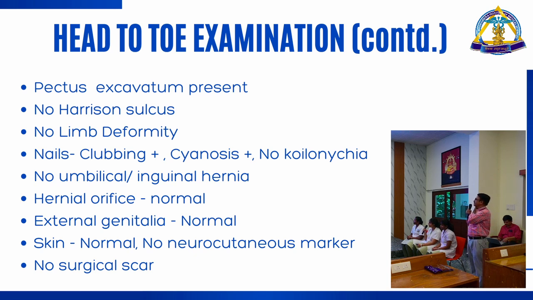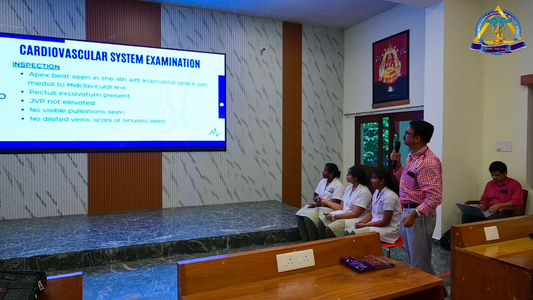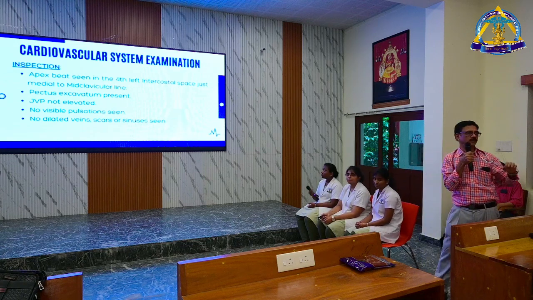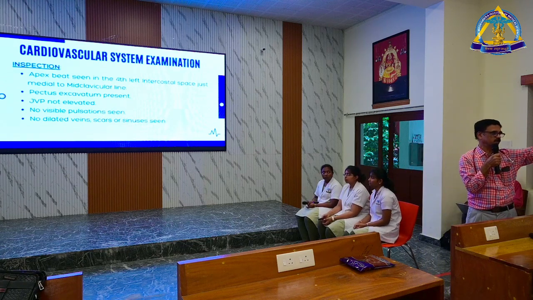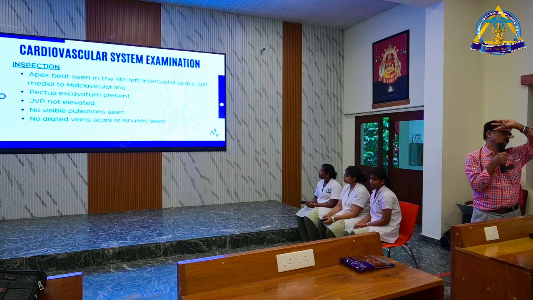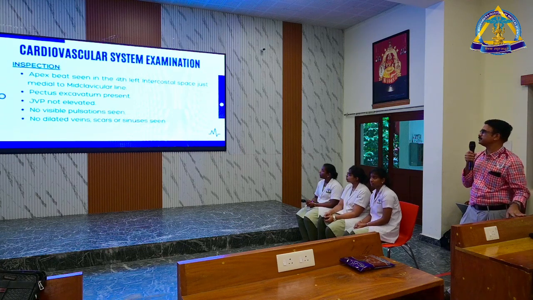Hernial orifice is normal, external genitalia is normal, skin is normal, no neural deficit. So everything is abnormal there from head to foot? So all this, what we have to look for is dysmorphism and evidence of all these things, apart from the clubbing.